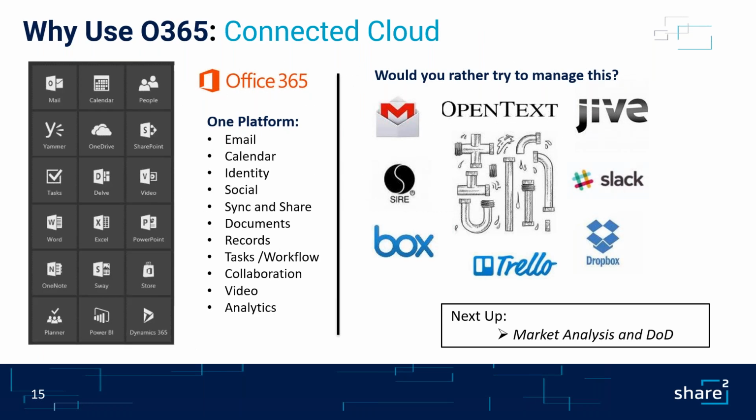Okay, so this is the big picture, right? Connected cloud. We've got one platform for email, calendar, identity, social, sync and share documents, records, tasks and workflow, collaboration, video, analytics, and probably a bunch of other things. And just as an example, I'm not picking on OpenText. This is an old slide, but it is true that even if you have one of those systems, you still have to have an email system. So it might be Exchange or maybe use Google. And then you're probably going to have something for your sync and share. Maybe that's Box or Dropbox. And Trello is kind of like Planner. Slack is like Teams. So to get to the same level, you're going to have to incorporate a whole bunch of different products.